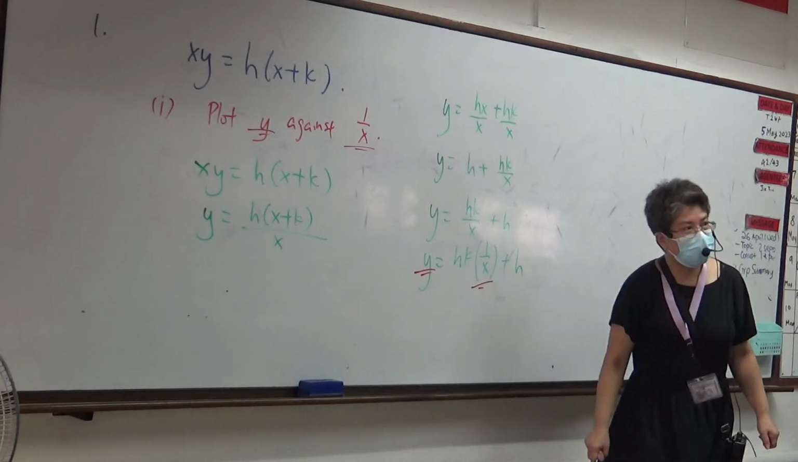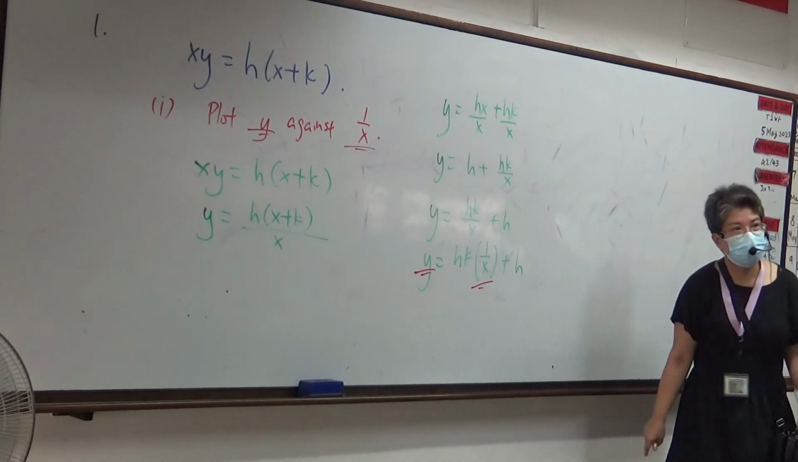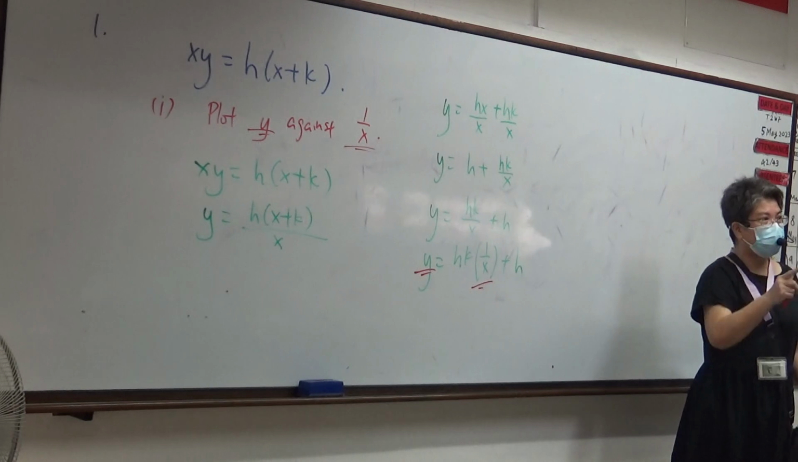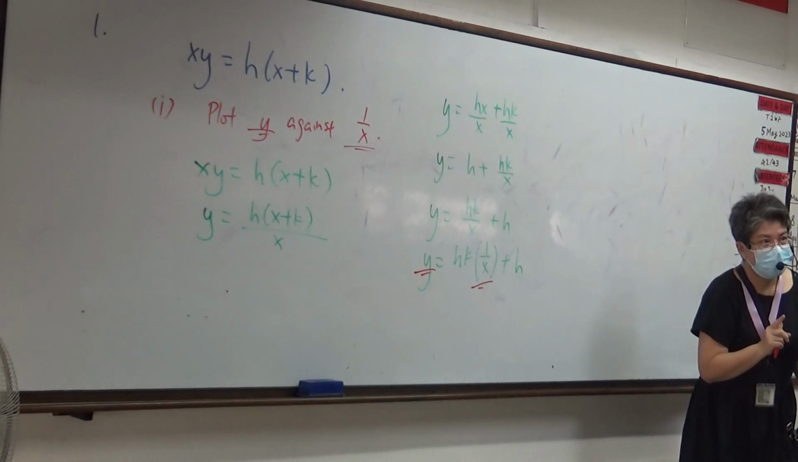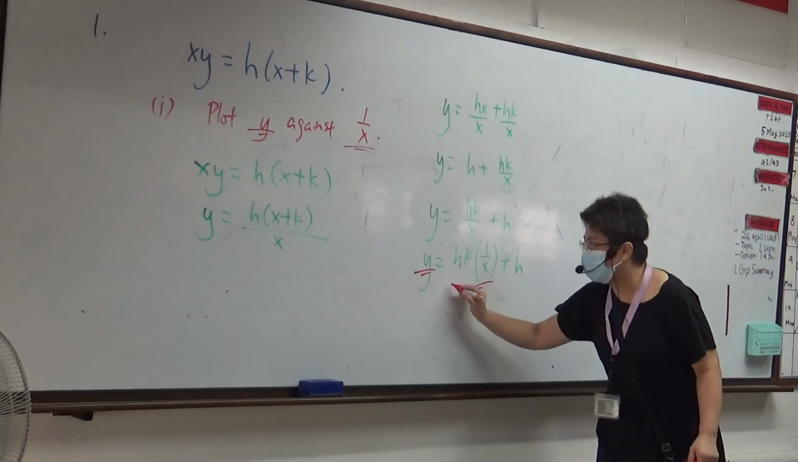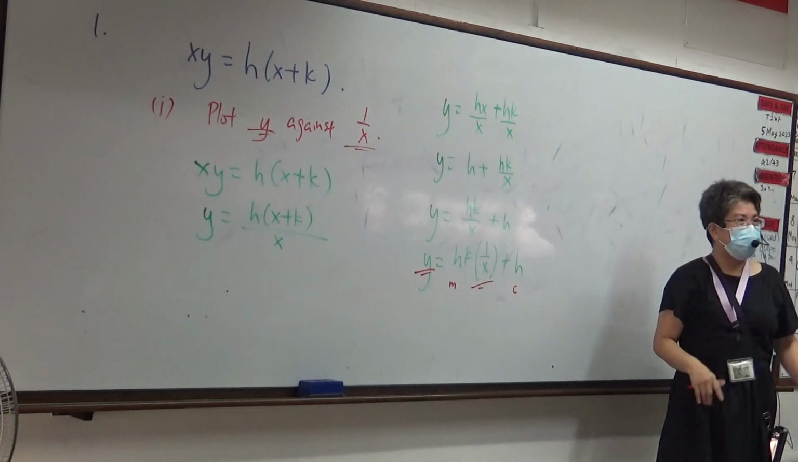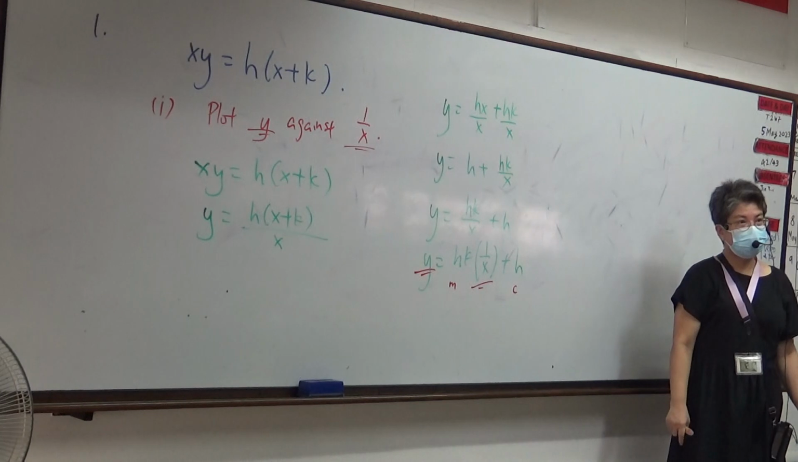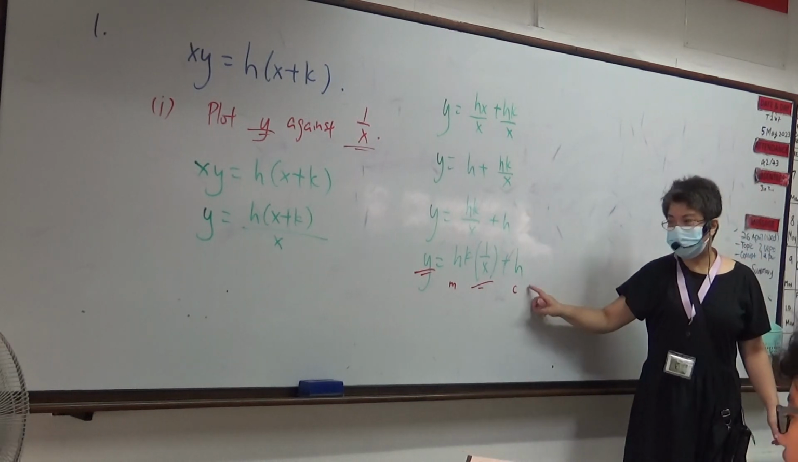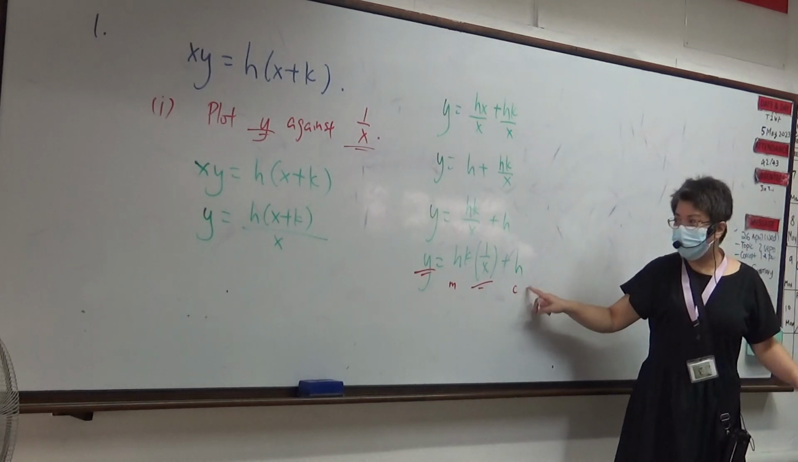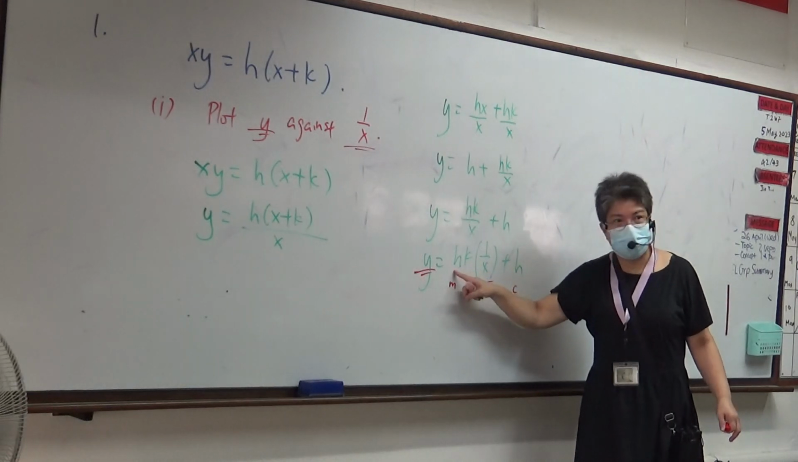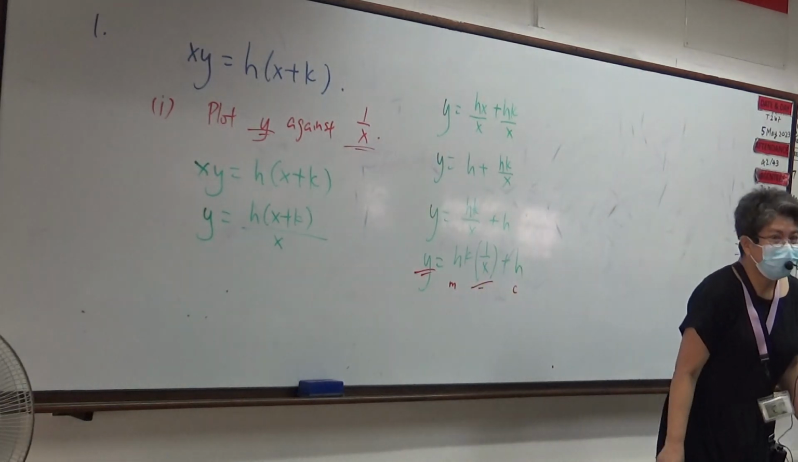Hk represents what? Gradient. What is my h? Y-intercept. I mean the vertical intercept. Correct? Now, this is my m, right? This is my c, right? After you plot the graph, which one can you find first? H first, right? Then after that, you find the gradient, then you substitute the value of it, then you can find here. You understand what I'm talking about?